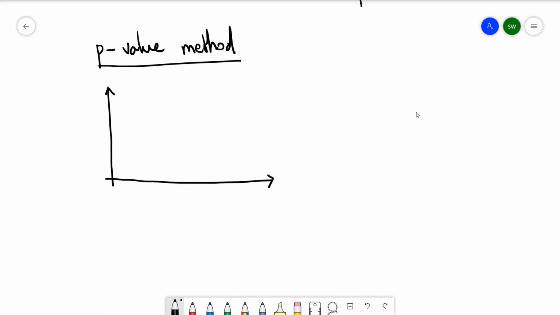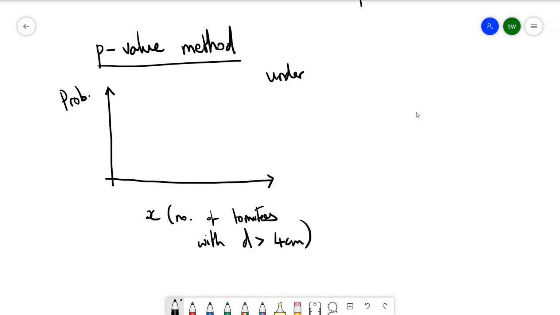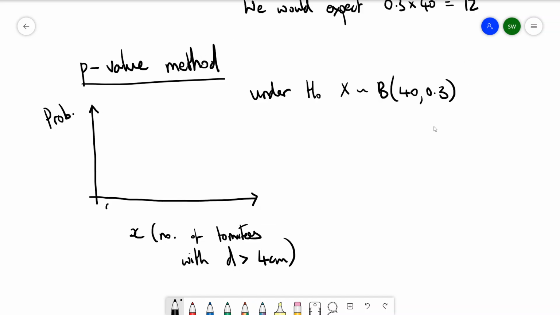So along the horizontal axis, let's put our values of X. In this case, it's the number of tomatoes with diameter greater than 4 centimetres. And on the vertical axis, we can have the probability. So this is the distribution under H0, i.e. X follows a binomial 40, 0.3. This is what the distribution would look like if H0 is true. So we could have 0 tomatoes with a big diameter, we could have 1 tomato with a big diameter, 2, etc.